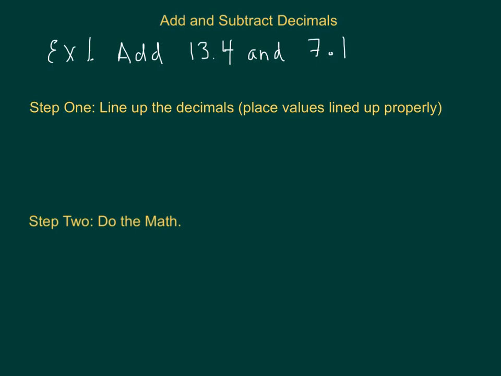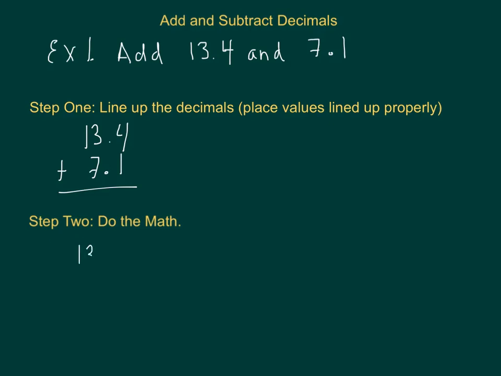So our first example is adding 13.4 and 7.1. So it says step 1, line up the decimals, which is the place values lined up properly. So if we were to do this, we would take 13.4 and we would line up then 7.1 so that when we look at it, our decimals here are in a straight line. They're not moved around. It's very easy. So once that is done, step 2 just says do the math.